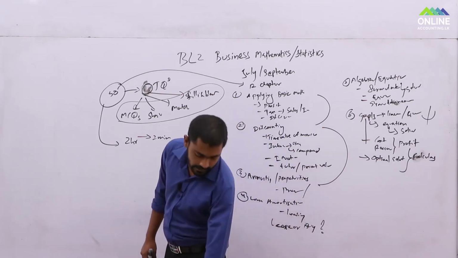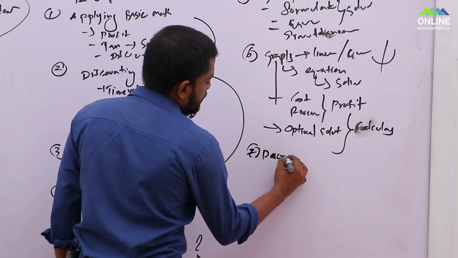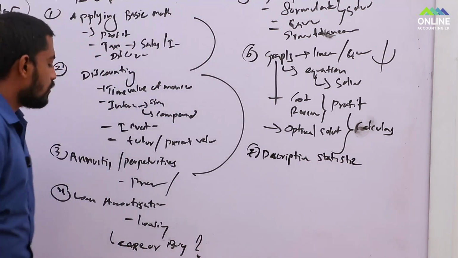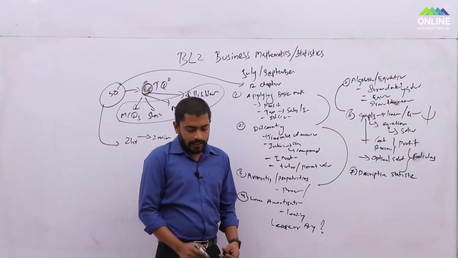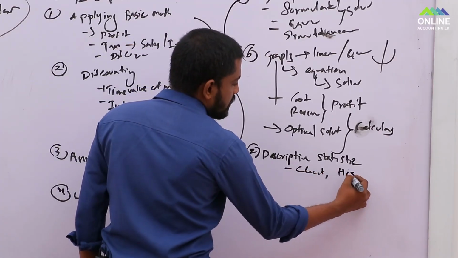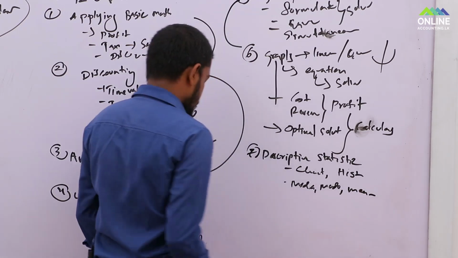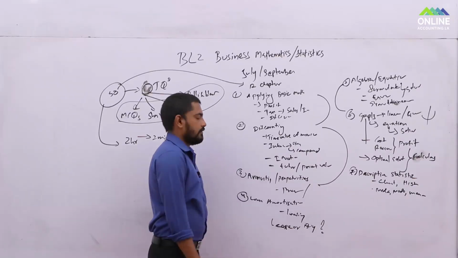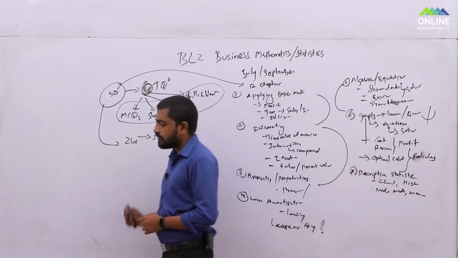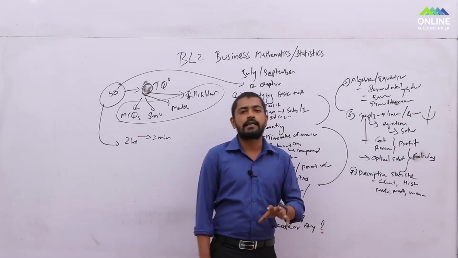And the next one, the seventh lesson, is descriptive statistics. These two lessons are connected. Under descriptive statistics, charts, histograms, median, mode, mean, all those things will be there. Same as these lessons, mean, mode, median, all these things you have learned in your O levels. So you should have a basic idea on that.